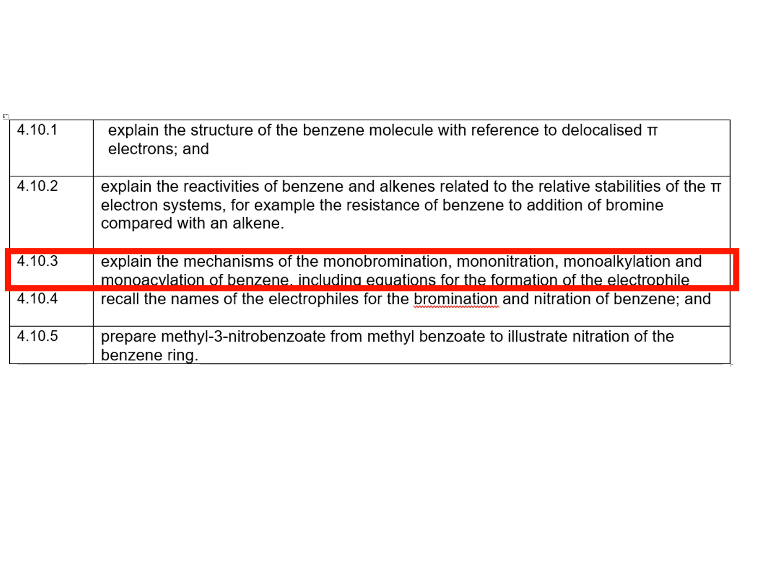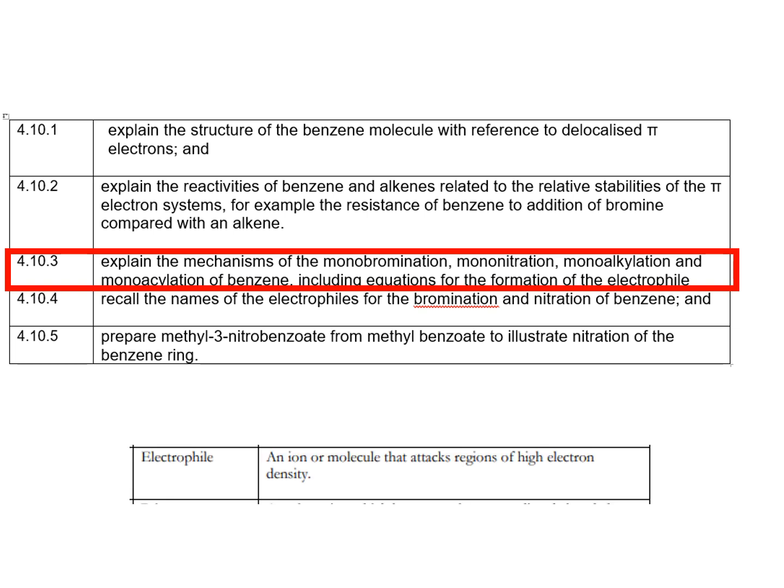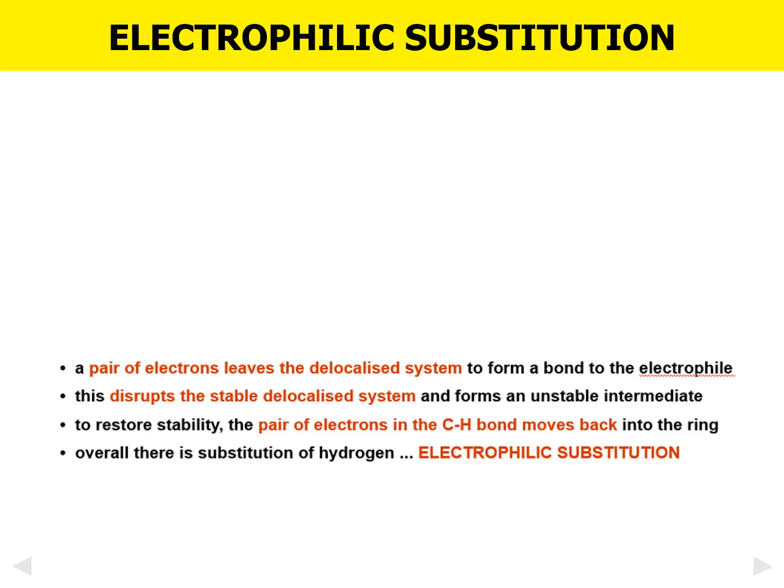In the next section, we are going to look at the mechanism involved in benzene reactions, which is electrophilic substitution. It is important that you know your definition for an electrophile on your AS glossary. An electrophile is an ion or molecule that attacks regions of high electron density. Let's look at the mechanism for electrophilic substitution.